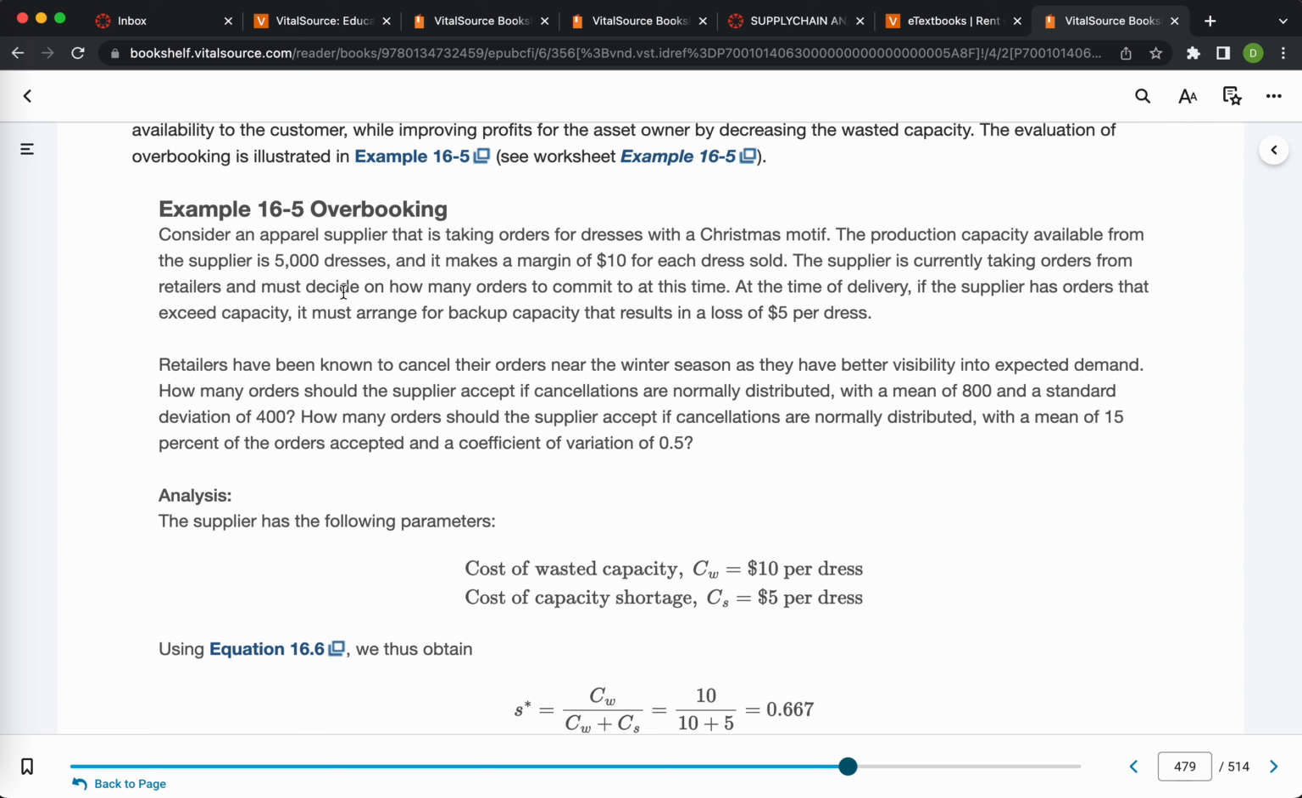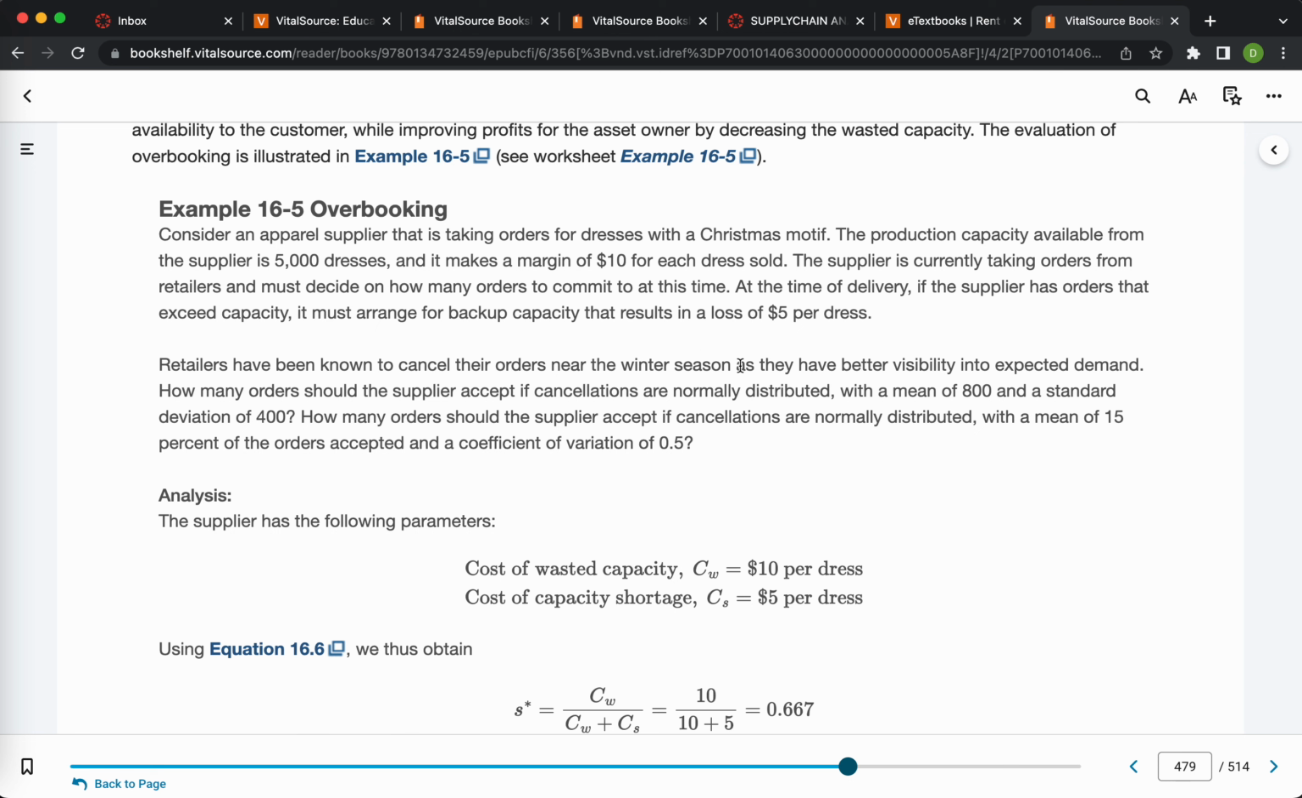So basically, you're saying that if you commit to making too many dresses, and suddenly you need, say, 10 more dresses or something, you might have to subcontract it out to somebody else or buy it on the open market from somewhere else, or whatever that happens. You expect a $5 loss per dress if you do that, either with the subcontracting or something else.